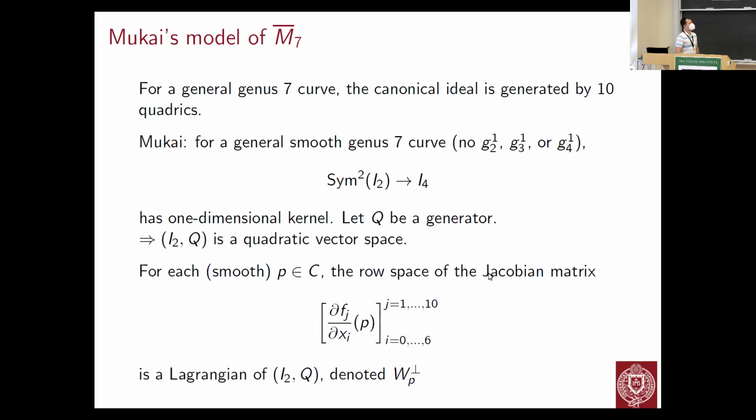And in particular, if you look at any smooth point, I mean, here I was talking about smooth curves, and later we'll be talking about singular curves. But for smooth points, if you look at the row space of the Jacobian matrix, that's always going to be a rank 5 matrix, and then its span is going to give you a Lagrangian with respect to this quadratic form. Mukai's notation for that is W_P perp.